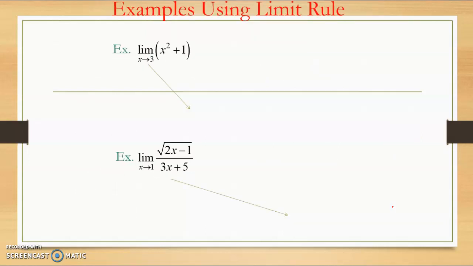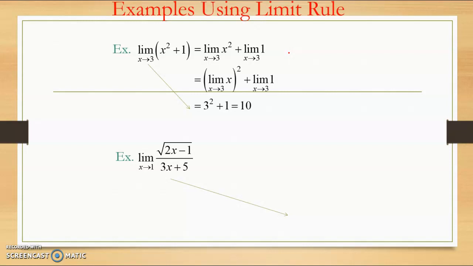Next, we'll see how we can apply the limit rules to get the solution. The first example: the limit as x goes to 3 of x squared plus 1. We can separate this into two limits. Using the addition rule, we can separate this into the limit of x squared and the limit of 1, as x goes to 3. Then we can apply the power rule and the constant rule to find the solution.